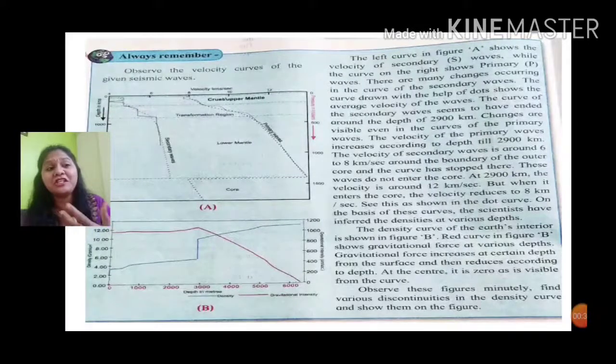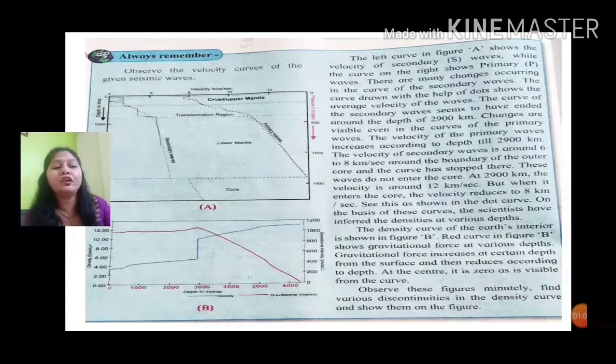There are many changes occurring in the curve of the secondary waves. The curve drawn with the help of dots shows the average velocity of the waves. The curve of the secondary waves seems to end around a depth of 2900 kilometers. Secondary waves end there. Changes are visible even in the curves of the primary waves. Here the primary waves get diverted, they change their direction.